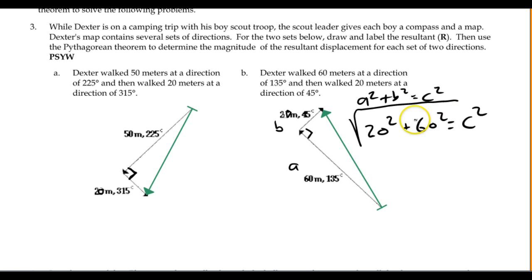Okay, so 20 squared, 400, plus 60 squared, and then that gives you 4,000. Then you want to take the square root of 4,000, and you get 63.2. We only have 2 significant figures, so I'm going to have to round that off to c equals 63 meters, and that is the resultant displacement.